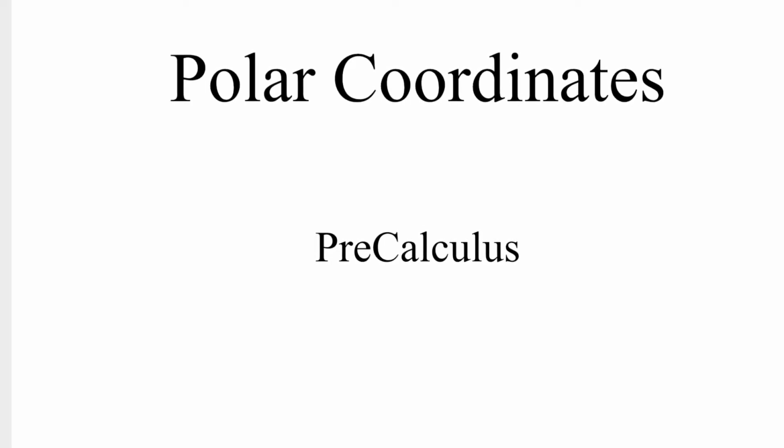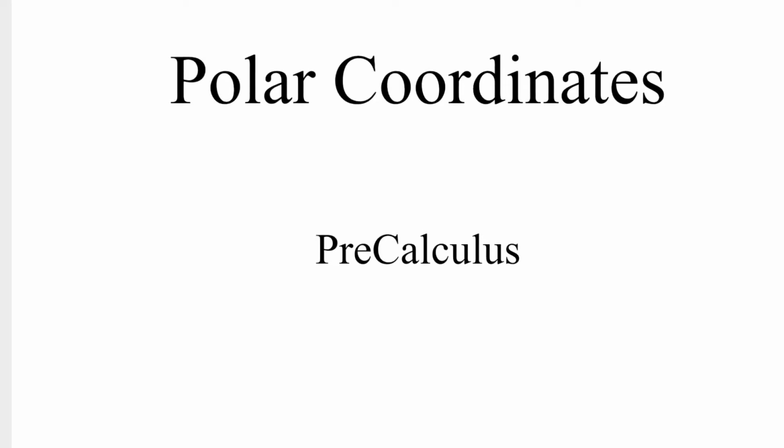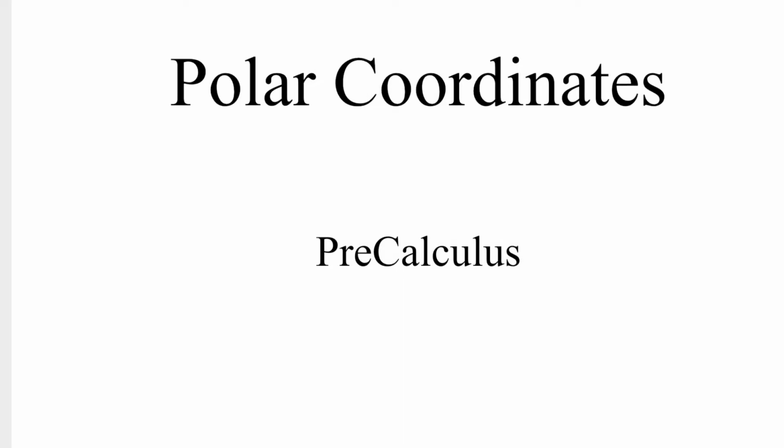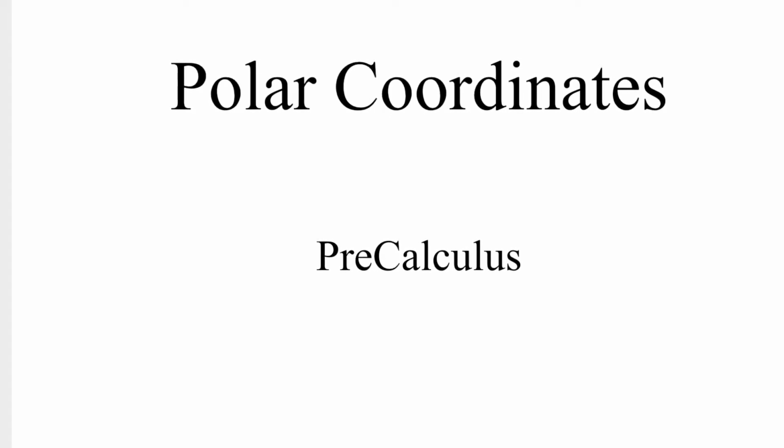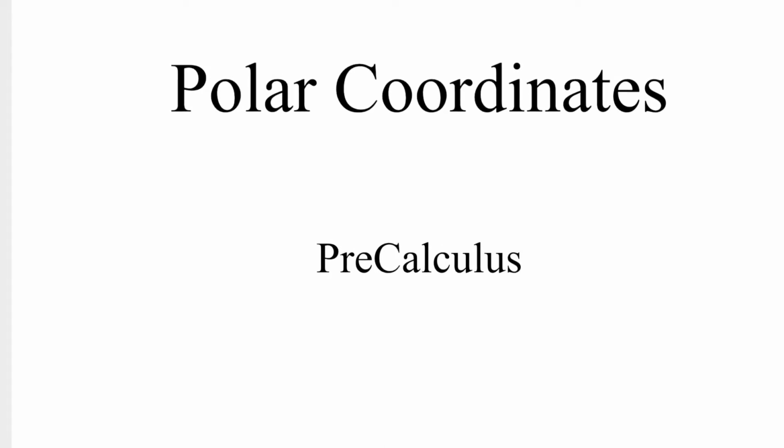Example 2. Plot the polar point -2, pi divided by 4. Typically, we use positive r values, but occasionally we run into cases where r is negative. On a regular number line, we measure positive values to the right and negative values to the left. We will plot this point similarly.